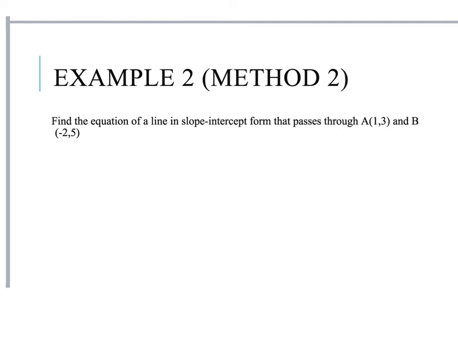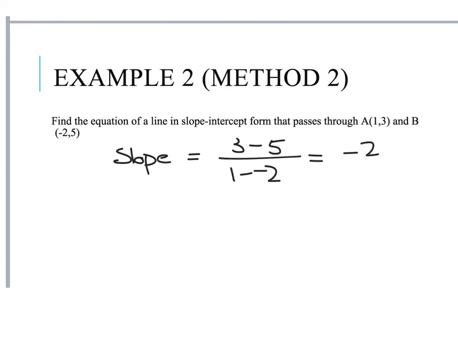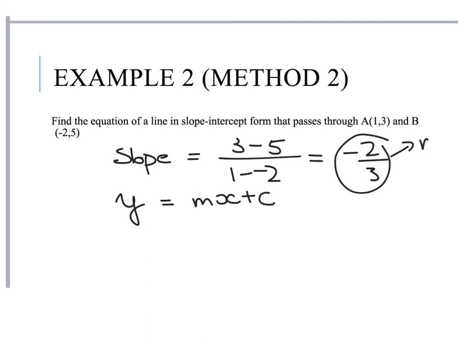So we'd start the same way, and we'd find the slope. The slope is equal to y2 take y1 over x2 take x1. So we're just going to do it as 3 take 5 over 1 minus negative 2, and we're going to get minus 2 over 3. Then we can use the fact that we're trying to get it into the form y equals mx plus c. So we know that negative 2 on 3 is equal to m. So we can write this as y equals negative 2 on 3x plus c. Now all we have to do is find c.